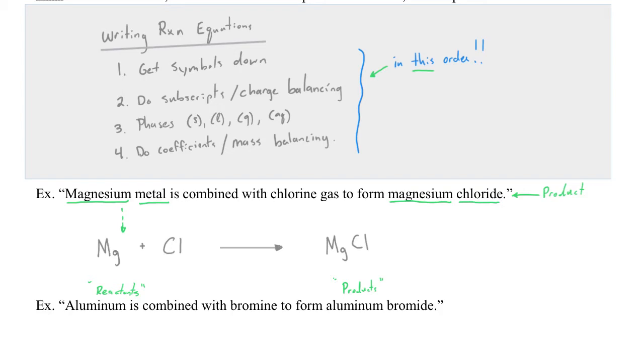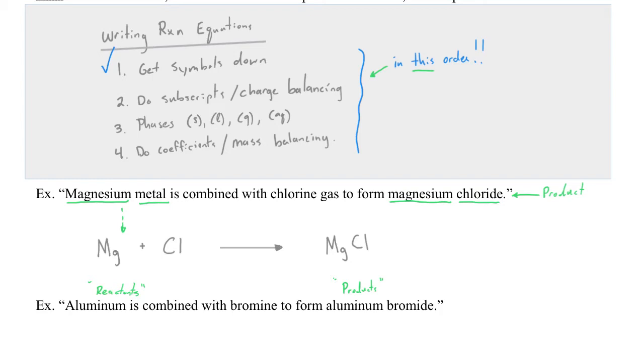So we've got magnesium metal combined with chlorine to form the product magnesium chloride. Great, that's our first step. Let's go to the second step, which is we're going to do the subscripts. I like to call this step charge balancing because it's very frequently what we have to do here. Whenever we're dealing with ionic compounds, we have to adjust the subscripts, of course, to take into account the charges of the ions in the compound. So our first step is just to write the symbols down, and then our second step is we're going to now adjust the subscripts and do charge balancing.